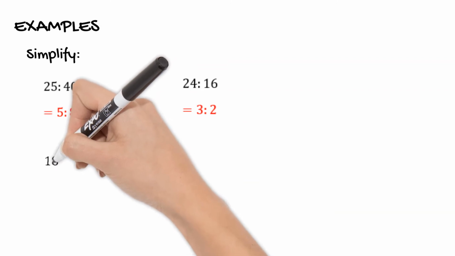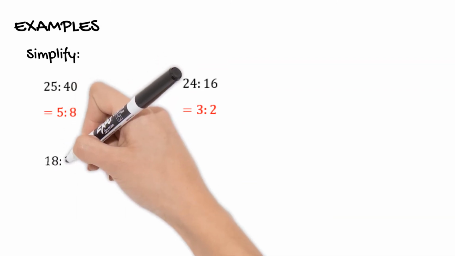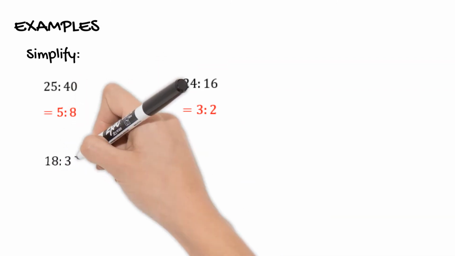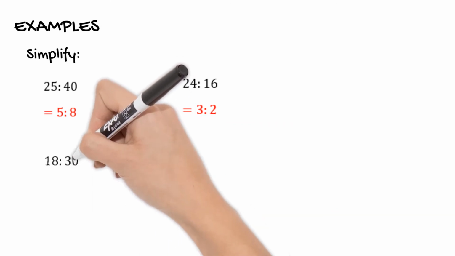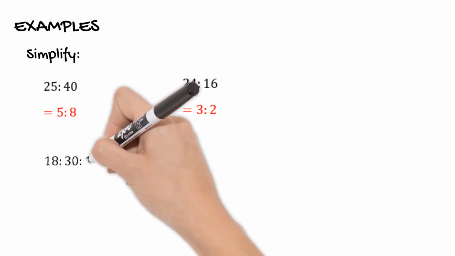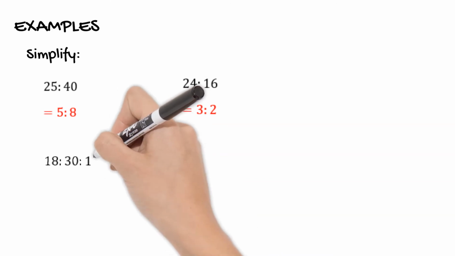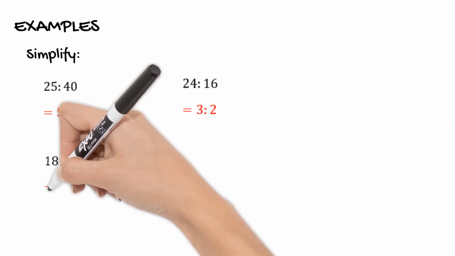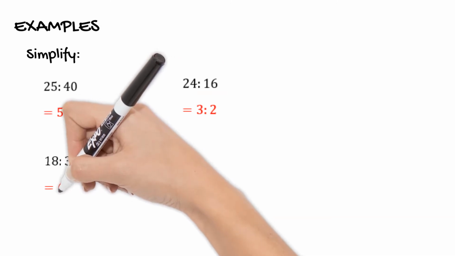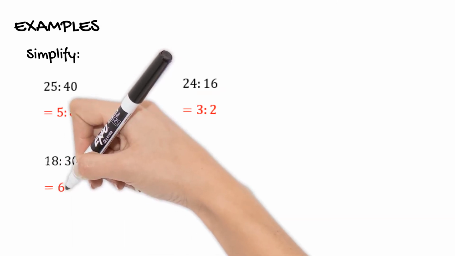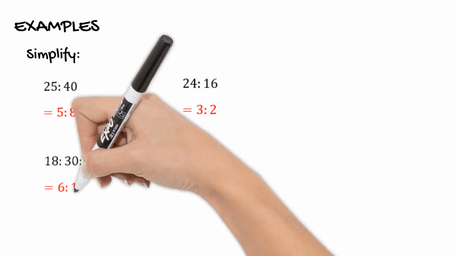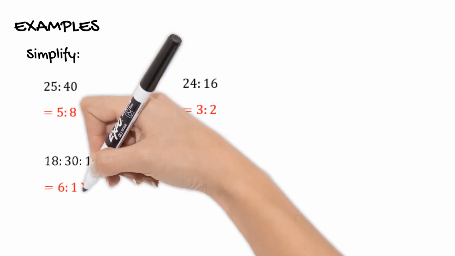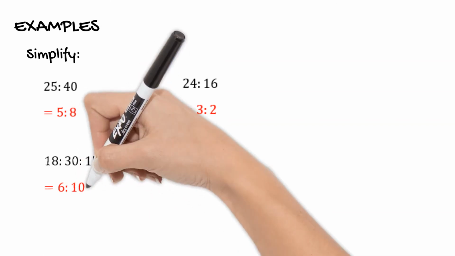Then our next example actually has 3 terms. So we've got 18 to 30 to 15. So we need to look for the number that multiplies into 18, 30, and 15. Looking at that, I can see that I'm going to be working with 3 as my highest common factor. So I divide throughout by 3 and I get 6 to 10 to 5 as my simplest ratio.